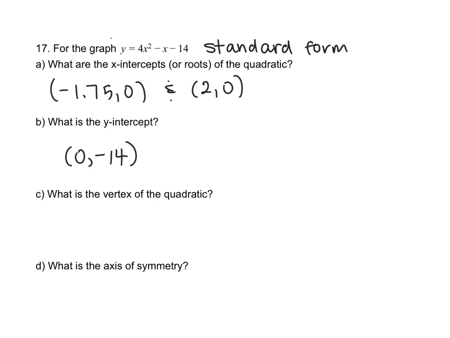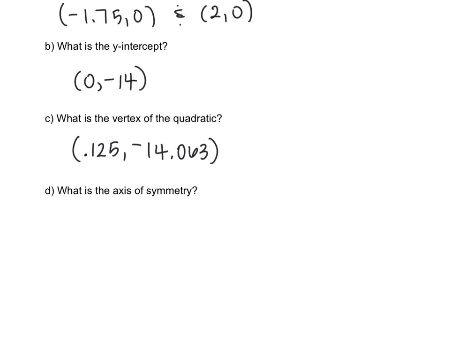Next, we want to identify the vertex. So because my quadratic opens up, I know my vertex is a minimum point. And the vertex here is actually really close to our y-intercept. So you might have to zoom in a little bit. And we get (0.125, negative 14.063). And then for our axis of symmetry, x equals the x value from the vertex, 0.125. So let me know if there's anything from Module 4 that you still have questions over before the test.